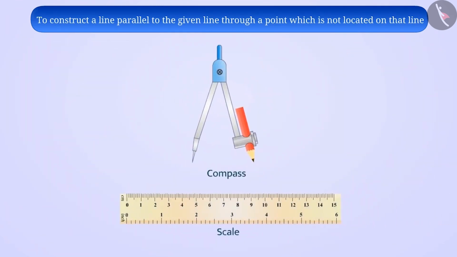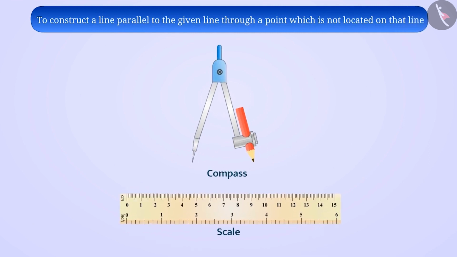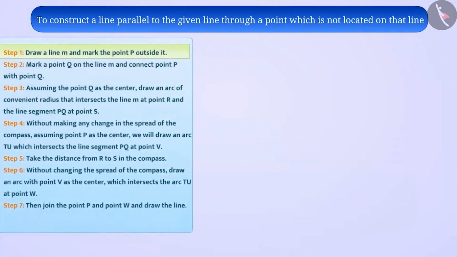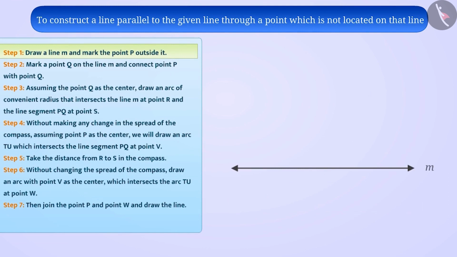With the help of geometry, we can construct a line parallel to a given line through a point not on the line. Let us understand this construction using ruler and compass only. Step 1. With the help of a ruler, draw a straight line M. Mark a point P outside M. Step 2. Take any point Q on M and join Q to P.